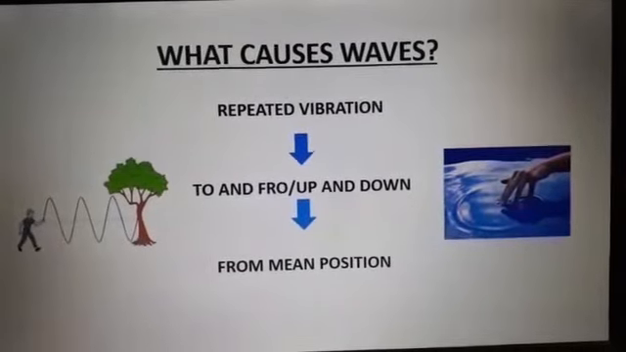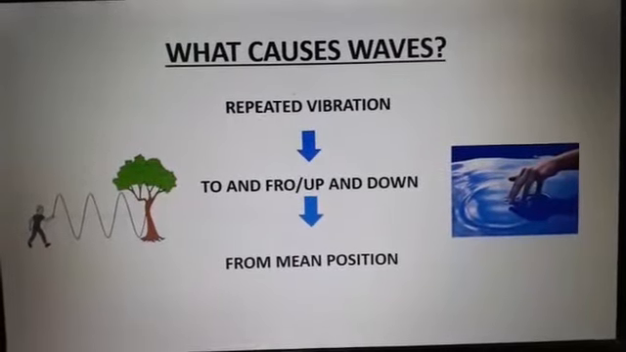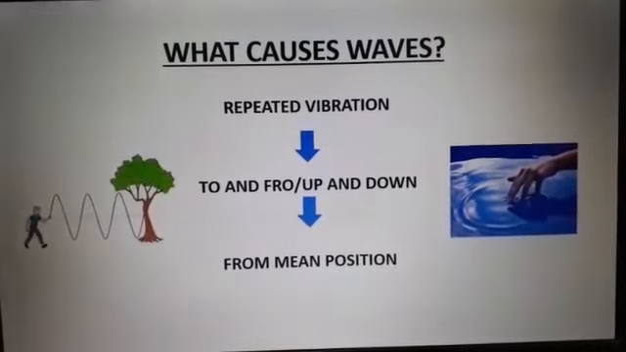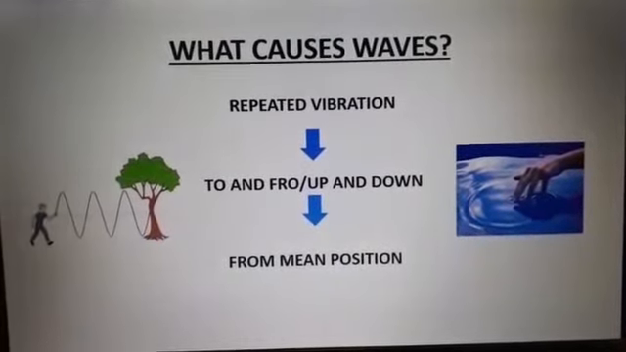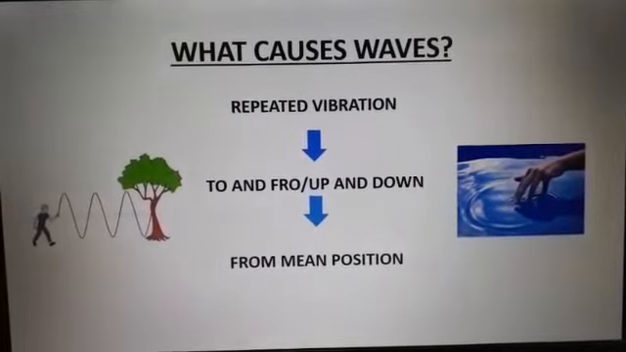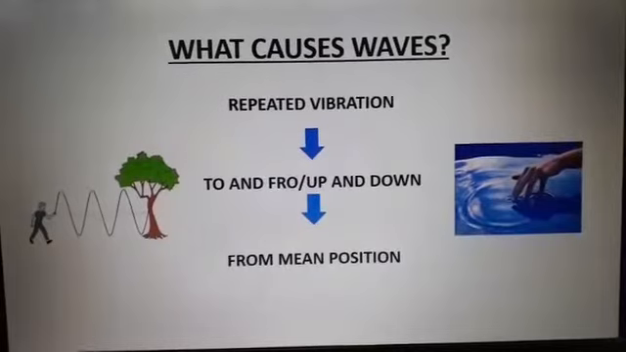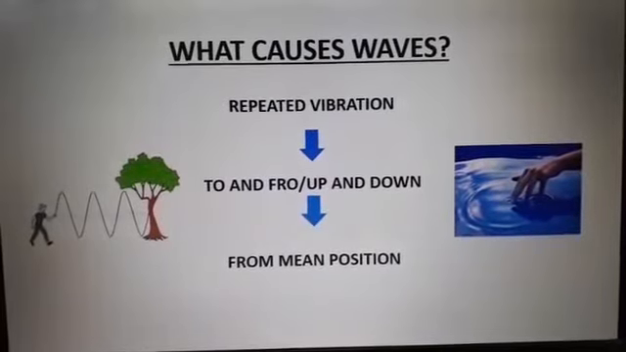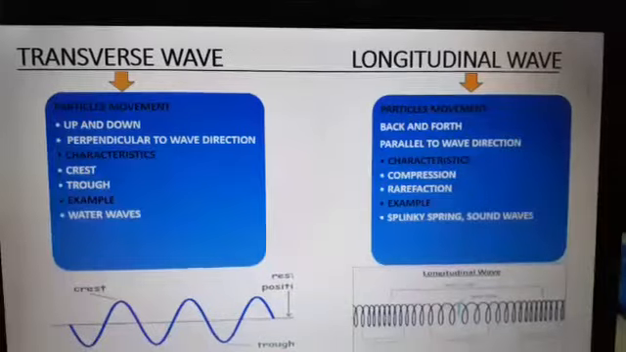Similarly, a rope is tied to a tree from one end, and when we move the rope from the other end, waves are created. So in this way, repeated vibration can create a wave starting from its mean position.